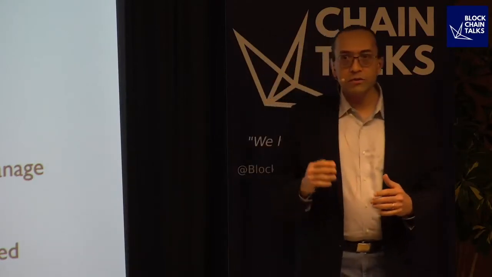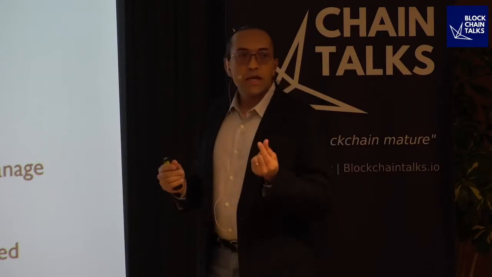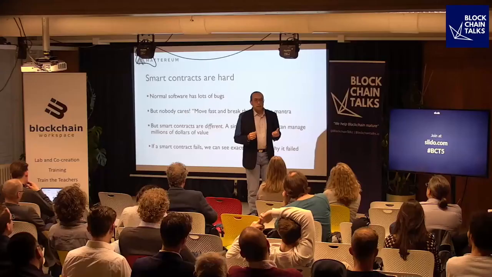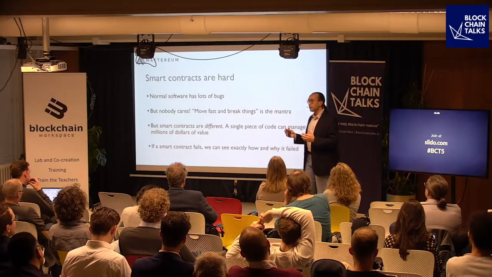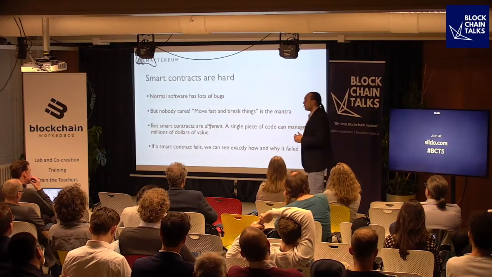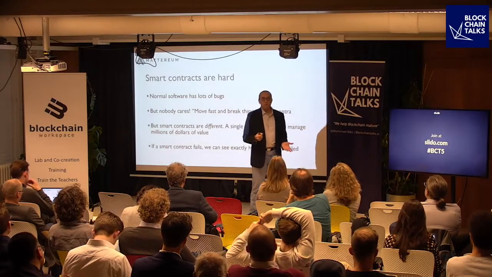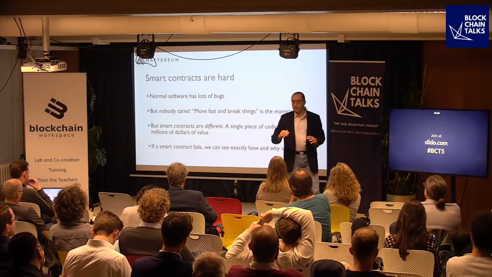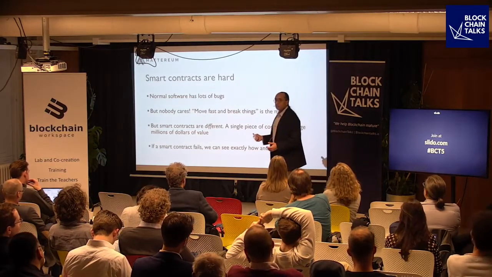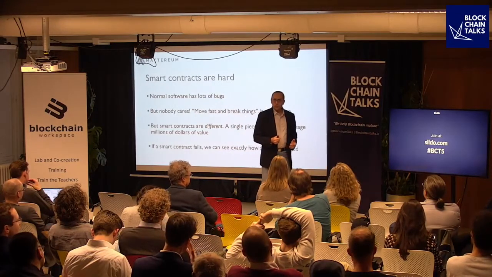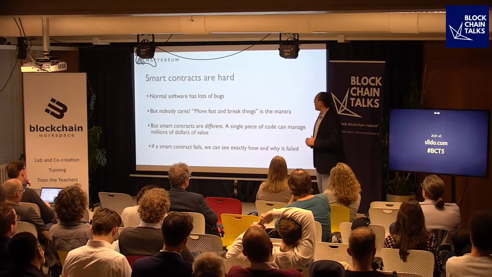So not only can you not update the smart contract once you've written it, but a single mistake on a smart contract can have the effect of moving or losing millions of dollars of value. And this isn't theoretical. So in 2015, when we had the DAO, which was like the first famous really high-profile smart contract that went massively wrong, somebody stole, I think at the time it was about $135 worth of Ether. God knows what that's worth now.